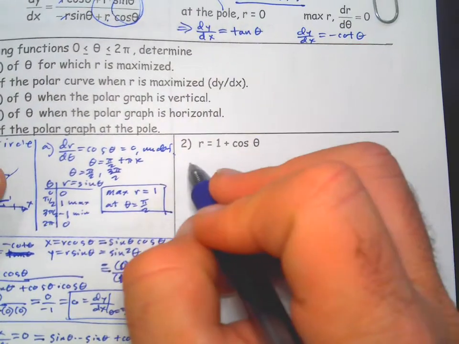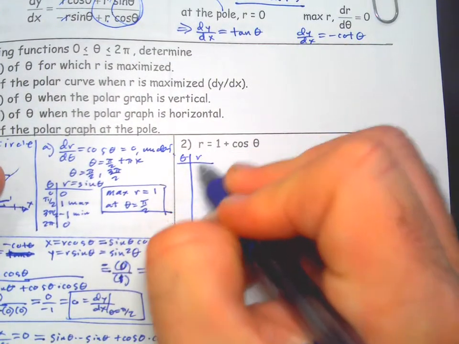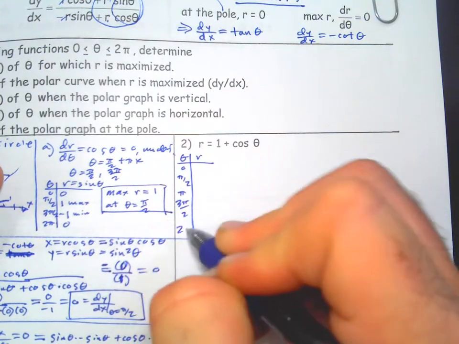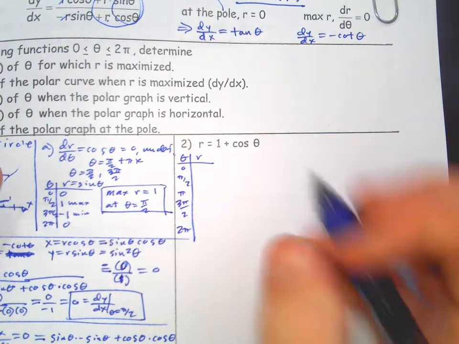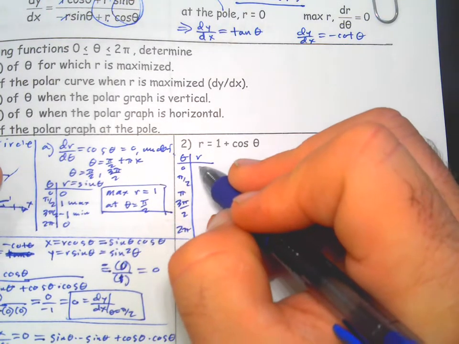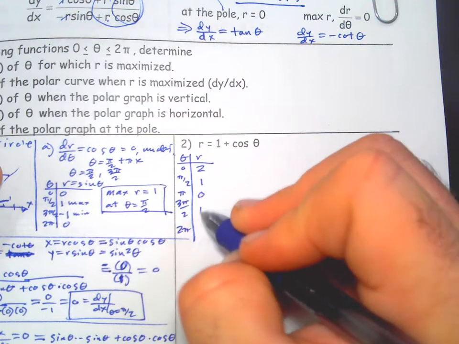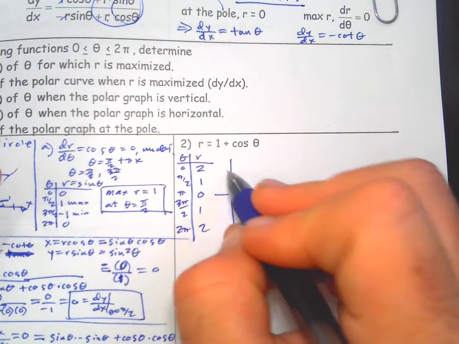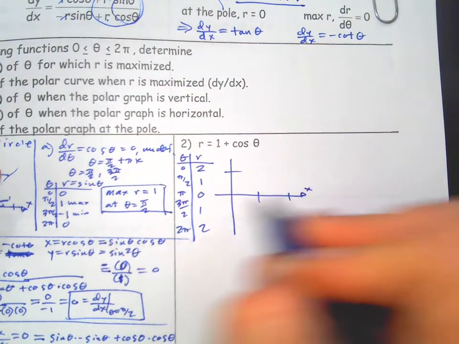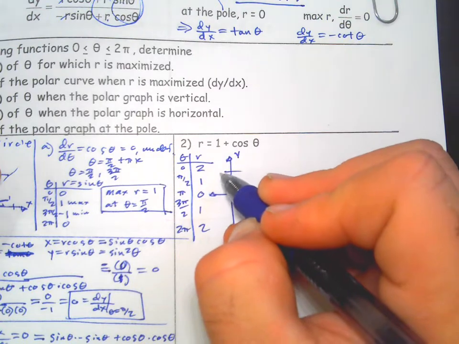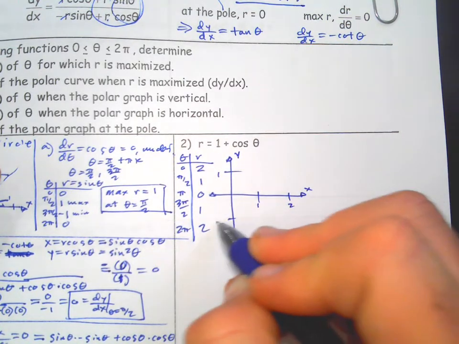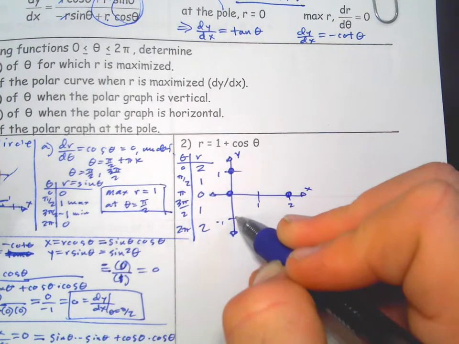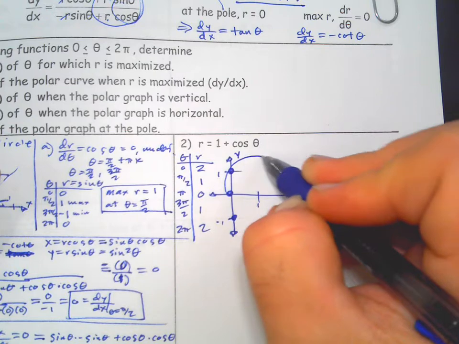So we do a quick sketch. It should be horizontal, and it's going to be 2, 1, 0, 1, 2. It's bigger to the right, sideways. So theta 0 gives 2, pi over 2 gives 1, pi gives 0, 3 pi over 2 gives 1, and 2 pi gives 0. It'll look like this.